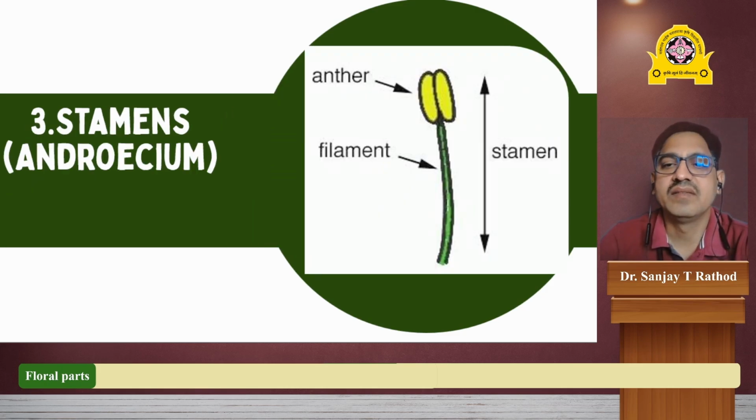Third is stamen. You can see here, stamen means it has anther and filament. Inside the anther, so many pollen grains are there. This is the anther sac, you can say. Two are only visible to you. Behind these two, again two sacs are there. Four sacs are available in each anther, and the complete male reproductive part is known as androecium. This is the male reproductive part containing anther and filament. And inside the anther, so many, or millions, of pollen grains are available.